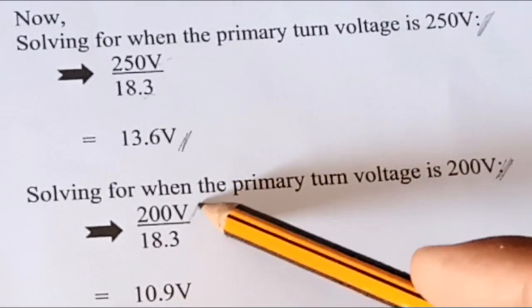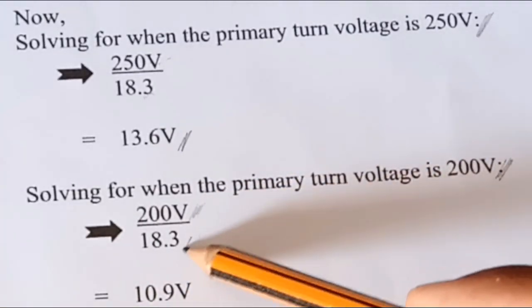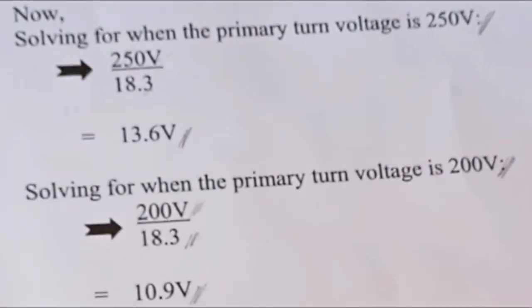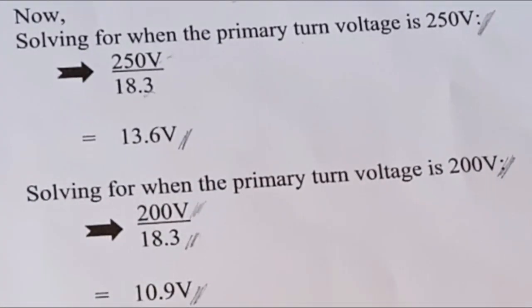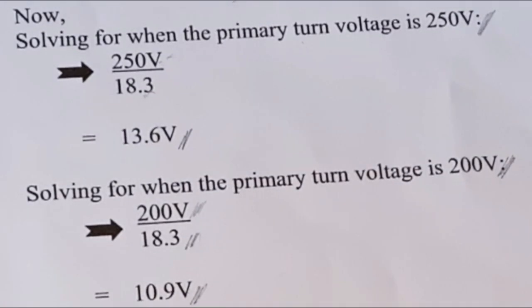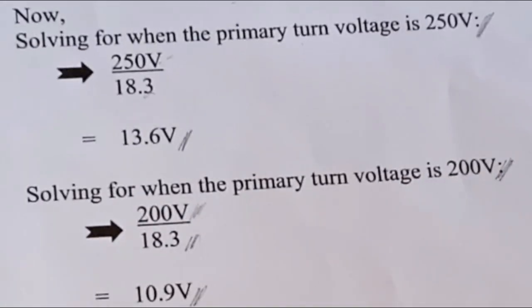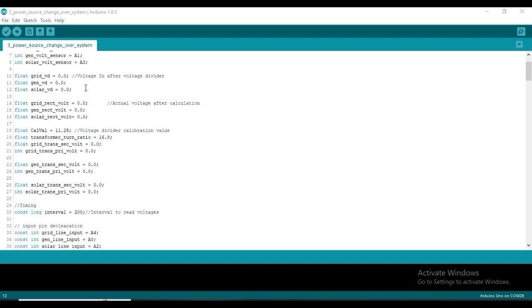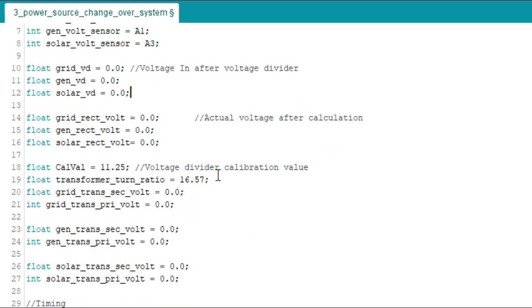Now, solving for when the primary voltage reduces to 200 volts. To find the secondary voltage, I'm going to input this same voltage ratio: 200 volts divided by 18.3, and this will give me 10.91 volts. This simply means whenever the voltage drops down to 200 volts at the primary turn, the secondary voltage will be 10.91. Having this concept in mind, let's make the first adjustment on the code, and that will be line 19.